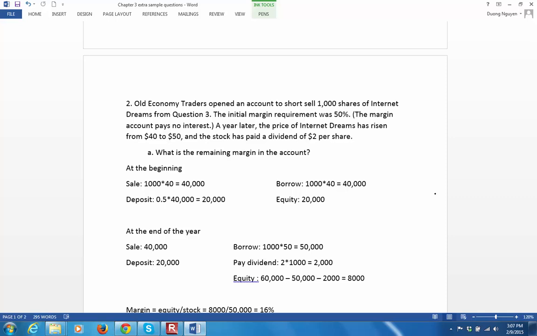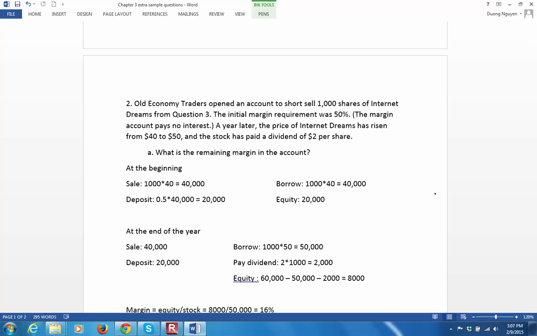A year later the price has risen from 40 to 50, and the stock has paid a dividend of $2 per share. Now, what is a short sale? Short sale basically means the investor borrows stock to sell.